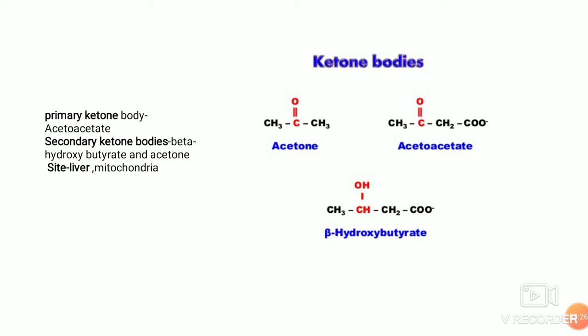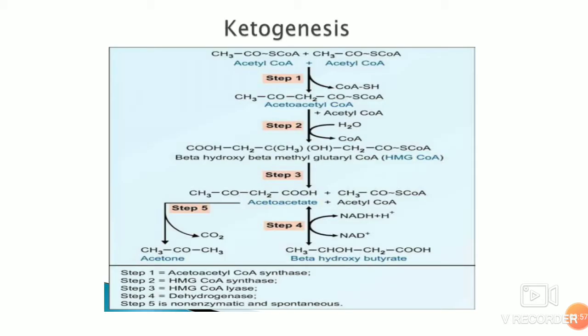Why are they called ketones? Because the carbonyl group is attached to two different aryl groups on its sides. Because they are water soluble, they do not require lipoproteins for transport. And of these three, acetoacetate and beta hydroxybutyrate are acidic, having pKa value of 3.6 to 4.7, causing the acidosis. So how does ketogenesis happen?